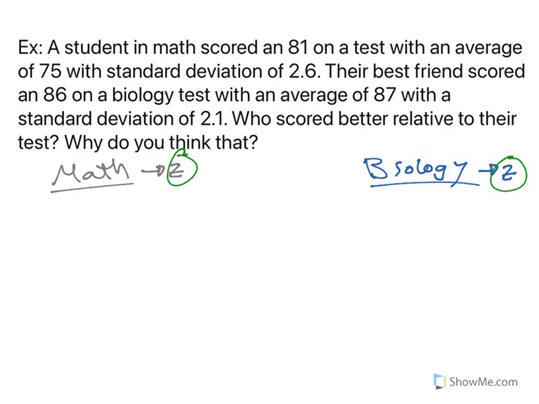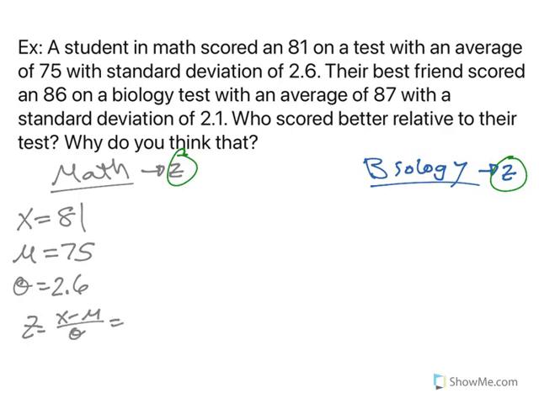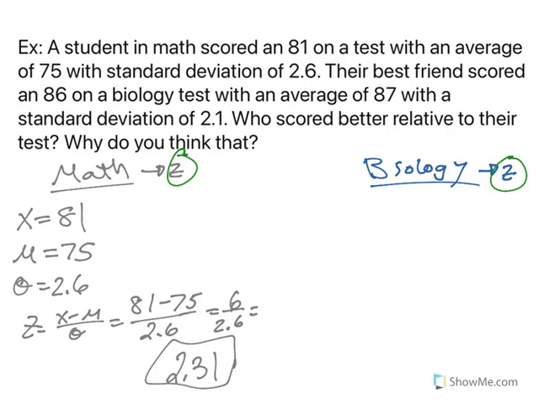Okay, so let's look at math. You scored an 81 with an average of 75, so mu is 75, and a standard deviation of 2.6. So the z-score, X minus mu over sigma, gives me 81 minus 75 over 2.6. Oh, typo, sorry. 81 minus 75 is 6 over 2.6. Glad I caught that. Which gives me a z-score of 2.31 rounded to the nearest hundredth. Great. There's math.